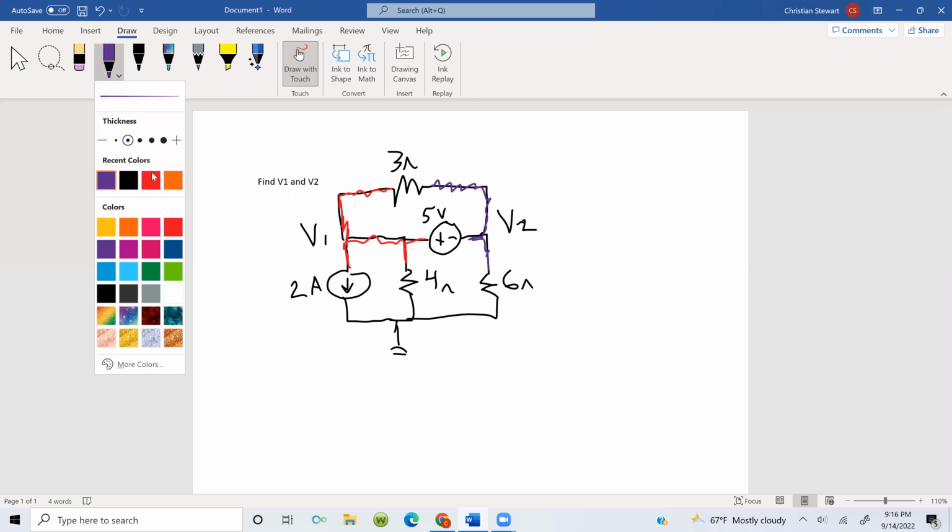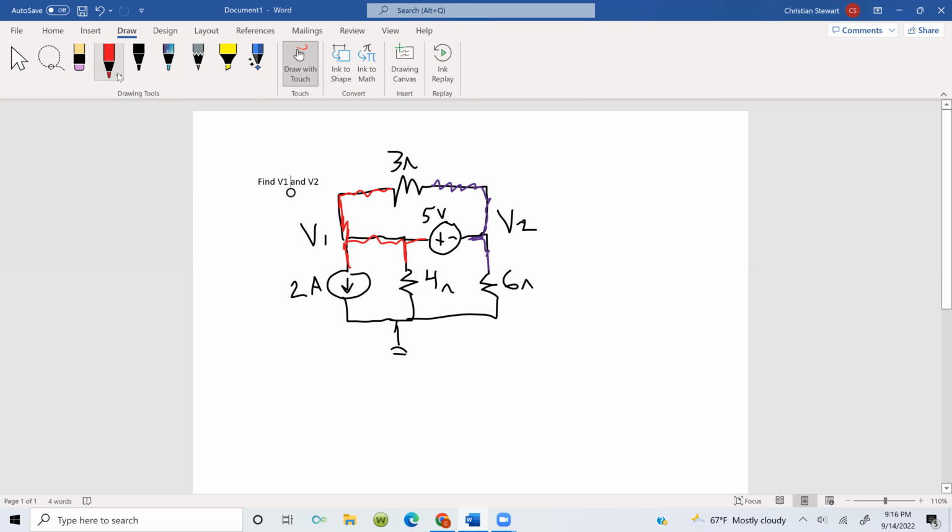So start by writing the first equation at the supernode. We have this 2 amp current source leaving the node, so we have positive 2. And then it's going to be plus V1 over 4, plus V1 minus V2 over 3. Okay, so that covers the 4 ohm resistor and the 3 ohm resistor.